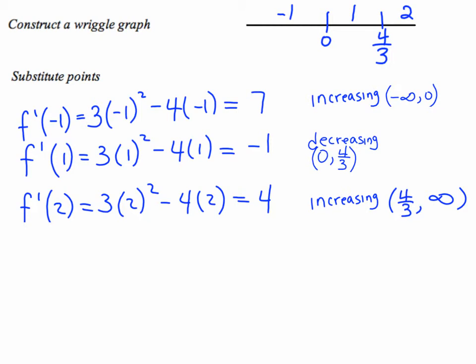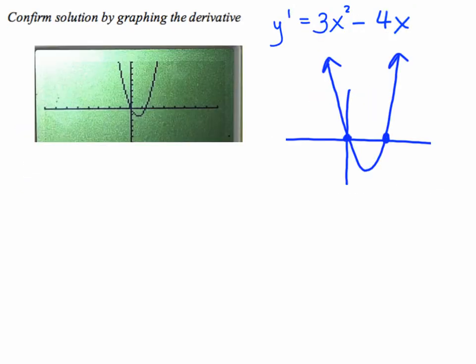When we substitute 2 into the derivative equation, our answer is 4, which means that it increases from 4/3 all the way to infinity. And if we confirm this with the derivative graph, you can see that we get a parabola with the zeros 0 and 4/3, and you can see how it opens up.